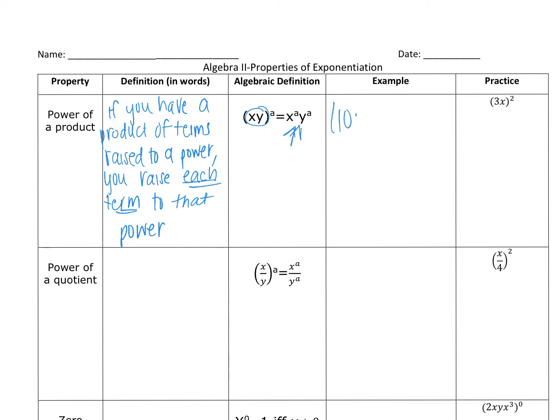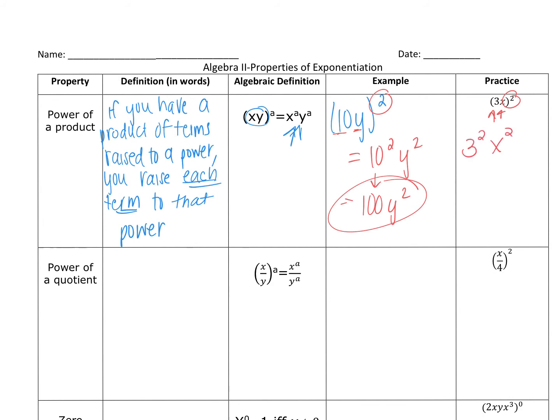So an example of this would be 10y squared, where 10 is being multiplied by y while both are being squared. So we can just break this down into 10 squared times y squared. And I can do this out because I know 10 squared is 100 and y squared would just stay the same. Then moving on to the practice problem, I have 3 times x squared, so I'm going to split that up to 3 squared times x squared. And I know that 3 squared is 9 and x squared will stay the same.